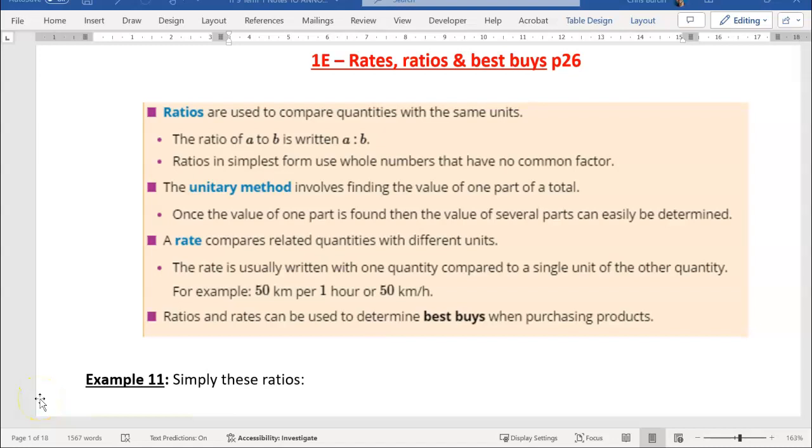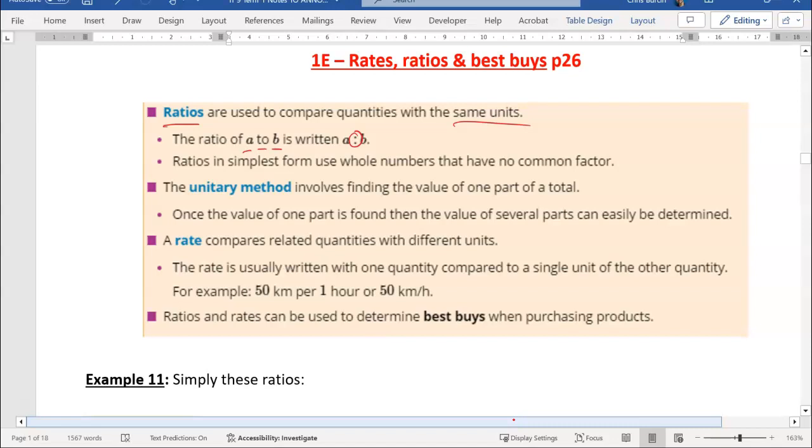Okay, rates, ratios, and how do we find the best buy? Something that's really on our minds when we go shopping, especially when we have a choice, which we like. Ratios have this little colon in there. It's used to compare quantities of the same units, right? So we would say a ratio of A, some things, to B, something, which is measured in the same unit.